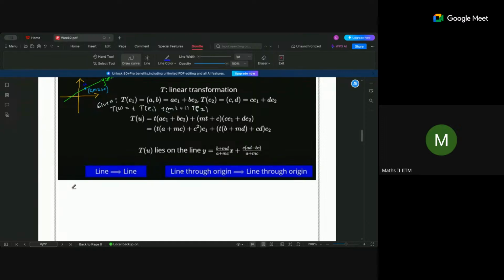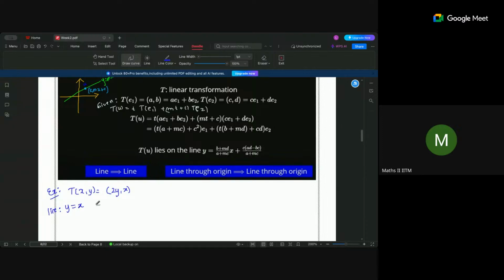So let us say you have T of x comma y. I'm going to just explain whatever is going on with an example here. So let us say T of x comma y is, maybe, 2y comma x. So T of x comma y is nothing but 2y comma x. Now let us take a very simple line, y is equal to x. So this is the line I am considering.